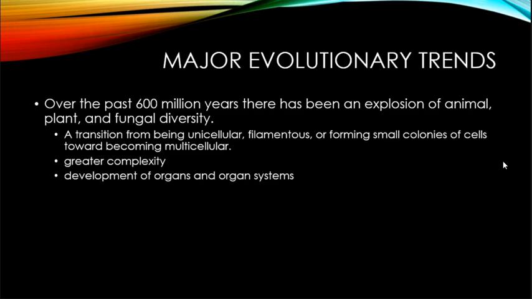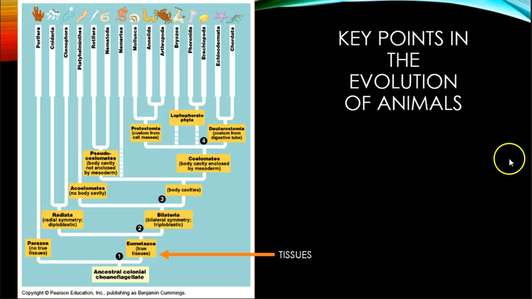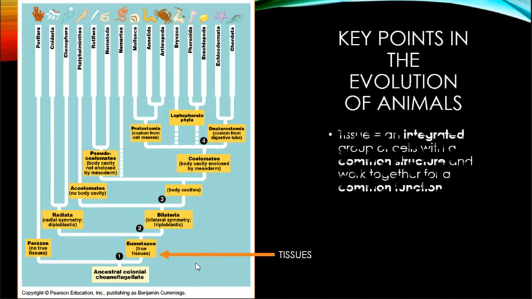So what are some major evolutionary trends? Over the past 600 million years, there has been an explosion of animal, plant, and fungal diversity. Once we have that transition from unicellular into multicellular, you have the potential for greater complexity and variation, and the development of organs and organ systems allows these clusters of cells to really specialize to niches, right? So they can exploit different foods, they can withstand different environments, all kinds of stuff. It's very exciting, really. Tissues are going to be the first thing that evolves when we talk about multicellularity, and that's going to be important.